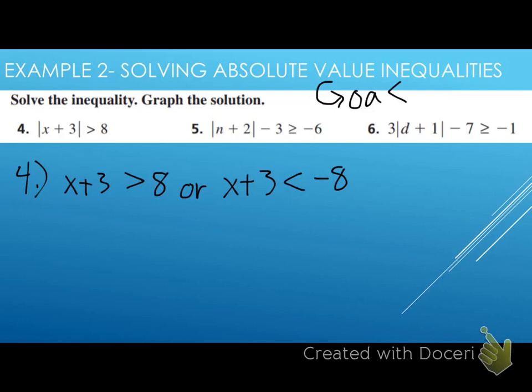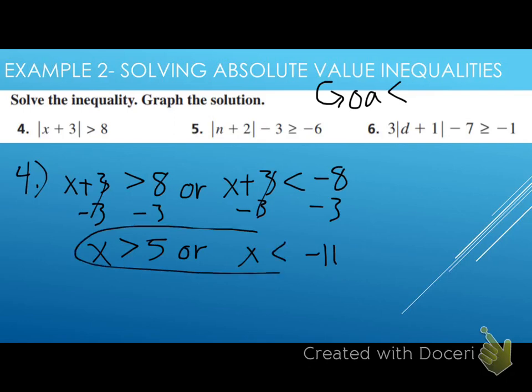What's the first step on each of these? Subtract 3 from both sides. 8 minus 3, 5. Symbol flip or stay? Stay. Bring down the word or. Negative 8 minus 3, negative 11. Symbol flip or stay? Stay. Here's my solution. X is greater than 5 or x is less than negative 11.